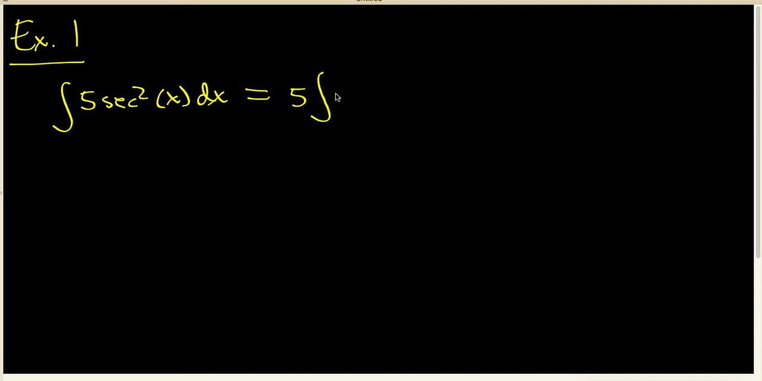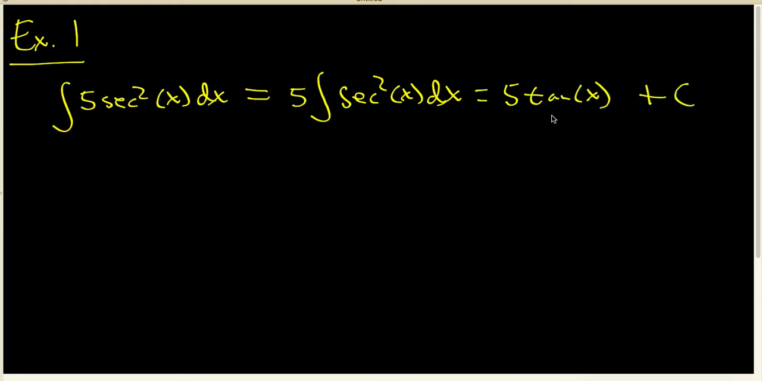So let's look at example 1. This is going to be a very easy example. Suppose we just have the integral of something like 5 times the secant squared of x dx. I can pull this 5 outside and rewrite this as 5 times the integral of secant squared dx. And this is something that I can recognize. The antiderivative of secant squared is known to be tangent because the derivative of tangent is secant squared.